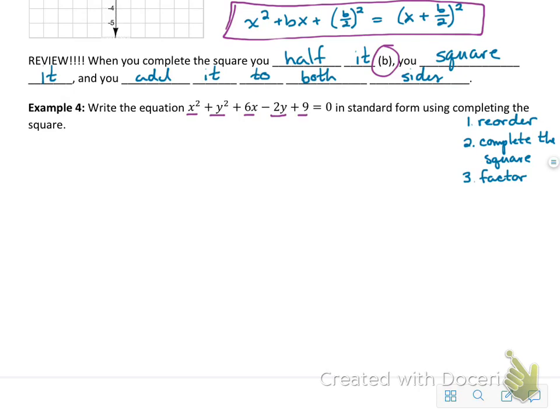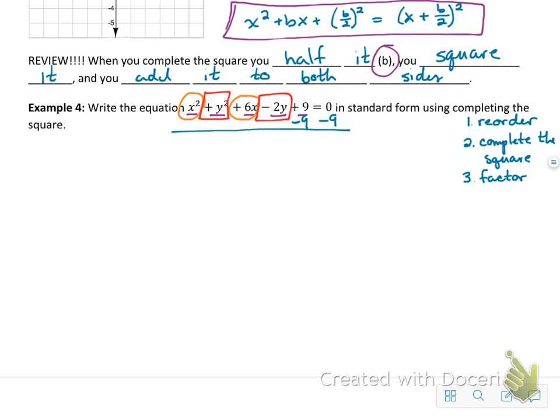And we want to get all of our common variables together. So I'm going to circle my x's and box my y's, because those need to be right next to each other. Then I need to move that 9 over. So because it's positive, we're going to subtract 9 from both sides.